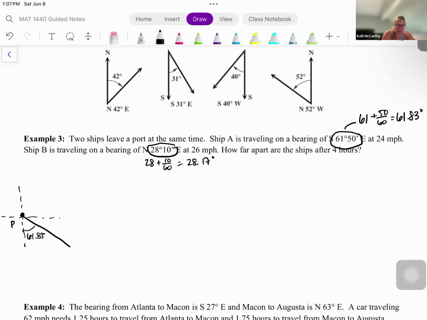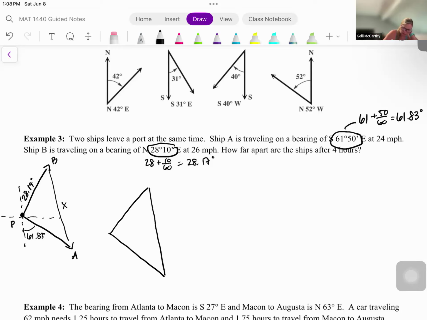And then ship B, that's ship A. Ship B is traveling on a bearing of north 28.17 degrees east. So starting with this north line and then going to the right 28.17 degrees, here's ship B, and here is 28.17 degrees. And again, what we're trying to find here is this value of X. I'm going to go ahead and pull this triangle out so that we can start identifying some other values. But just to point out where we're headed, here's ship B, here is ship A. This is what we're trying to find.